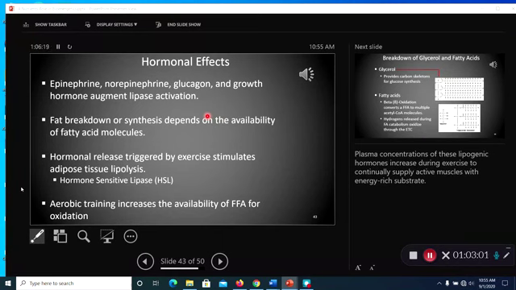Hormonal release triggered by exercise stimulates adipose tissue lipolysis, epi, norepi in particular. Initiates or upregulates HSL. Aerobic training increases the availability of free fatty acids for oxidation. So you're more likely to tap into fatty acids as a fuel source early on in exercise, thereby sparing carbohydrate. So that's pretty important.